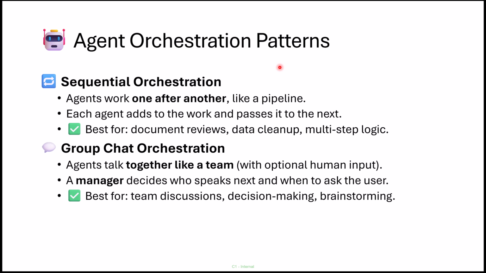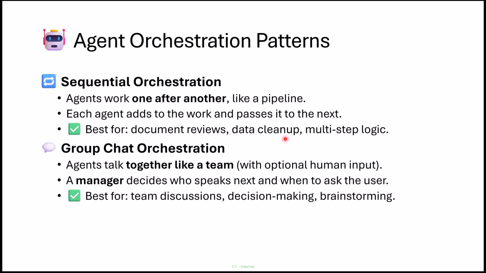So what is the difference between sequential orchestration and group chat orchestration? Let's recall sequential orchestration. In sequential orchestration, the agents work one after another like a pipeline of tasks. Each agent adds to the work and passes it to the next agent. It's the best fit for document reviews, data cleanup, or multi-step logic. We can use sequential orchestration for those.